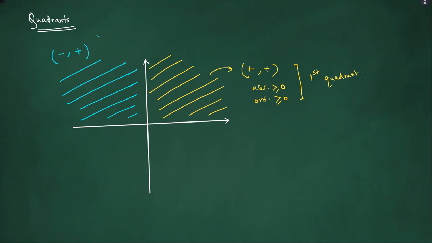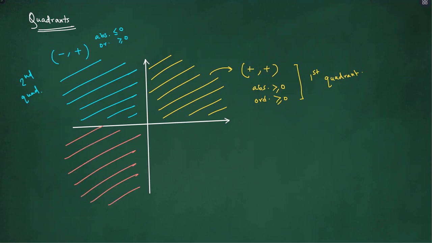So here, what is happening? Your abscissa is less than or equal to 0. Your ordinate is going to be positive, greater than or equal to 0. This quadrant over here is known as the second quadrant. Then we move on to this quadrant. In this quadrant, you can see that both are negative. It is below the x-axis, it is to the left of the y-axis. So the x coordinate is negative, the y coordinate is also going to be negative.